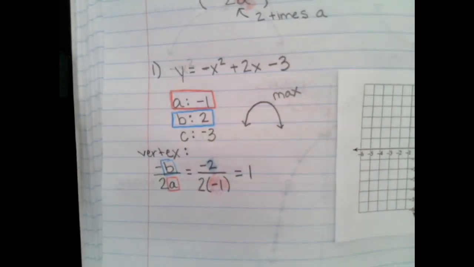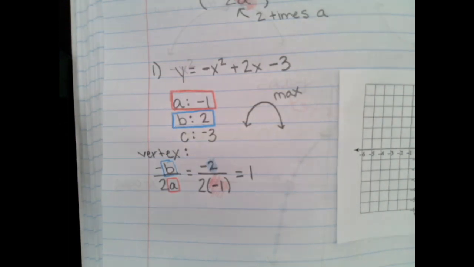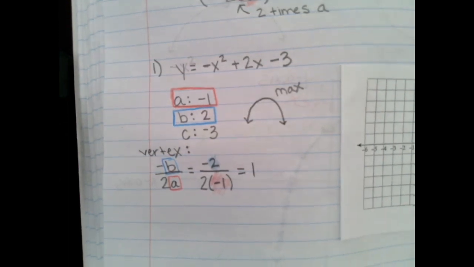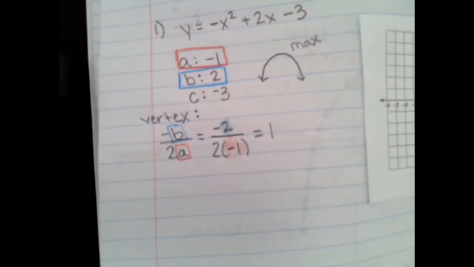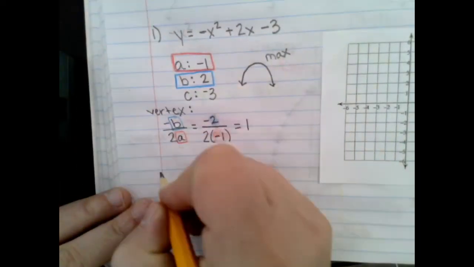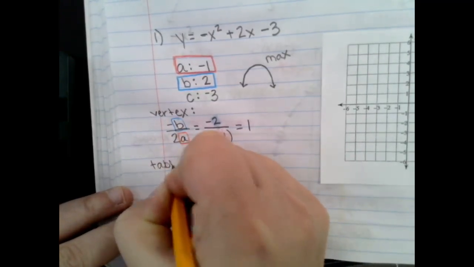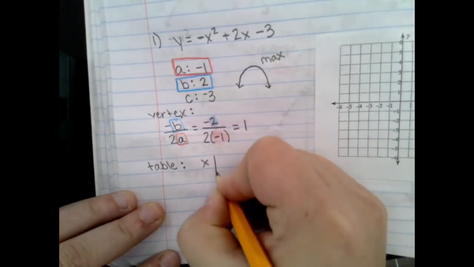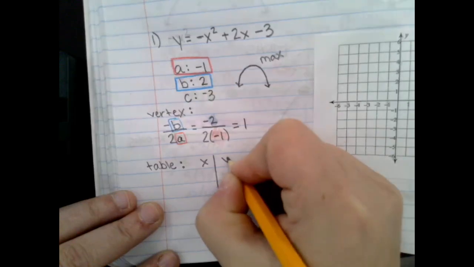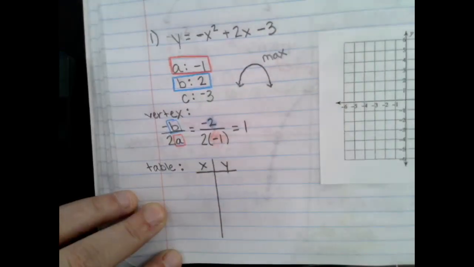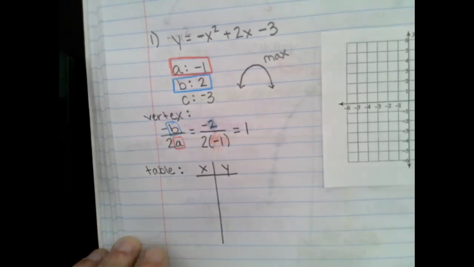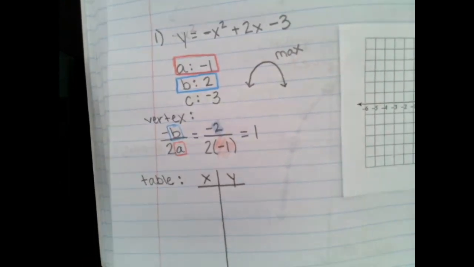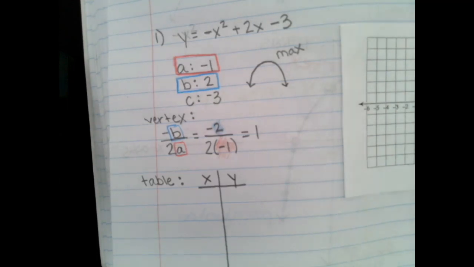After we do our vertex, our next step is to make that input-output table, because we need both x's and y's. So my next step is to make a table. Which part comes first in our table? X, and then y. Now, we found the vertex already, where it's going to be located. It's going to be located at 1. Is that 1 an x or a y? Yeah, it's going to be an x.